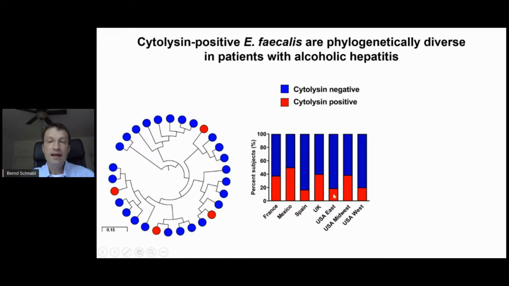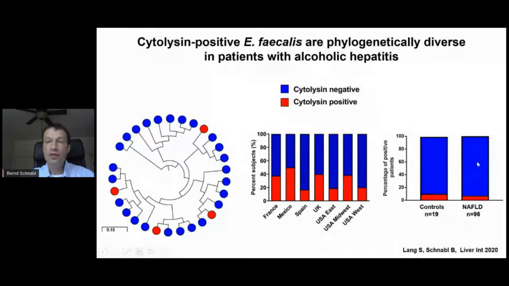This was a multi-center study from Europe and from the US and Mexico. And you can see that the percentage of the subjects that were positive for cytolysin was in fact comparable within all of our groups, between 20 to 50%. And again, this has nothing to do with any of the liver diseases, at least as far as we know by now. We have also published a study recently showing that NAFLD patients with NASH or cirrhosis are also not more prone to be cytolysin positive. And there's also no correlation between cytolysin positivity and NAFLD disease or disease outcome.